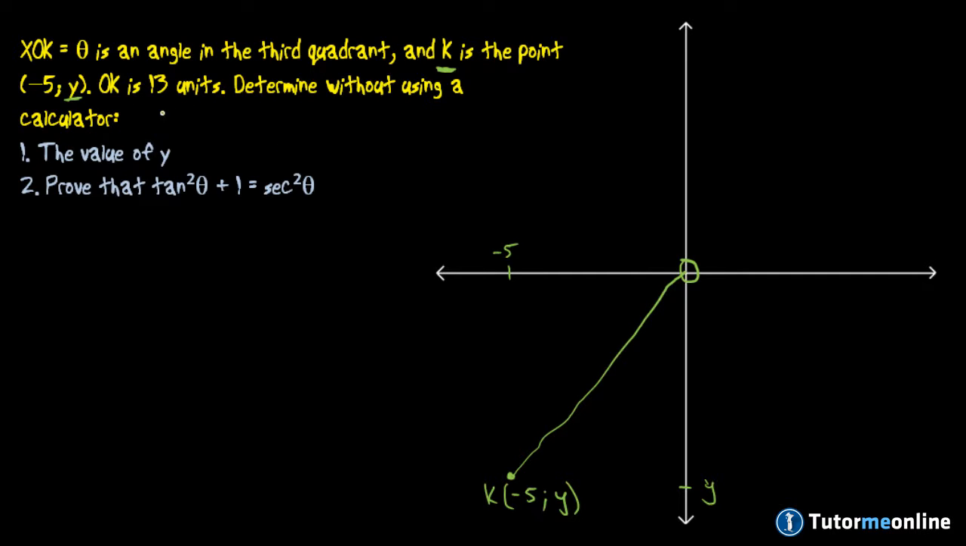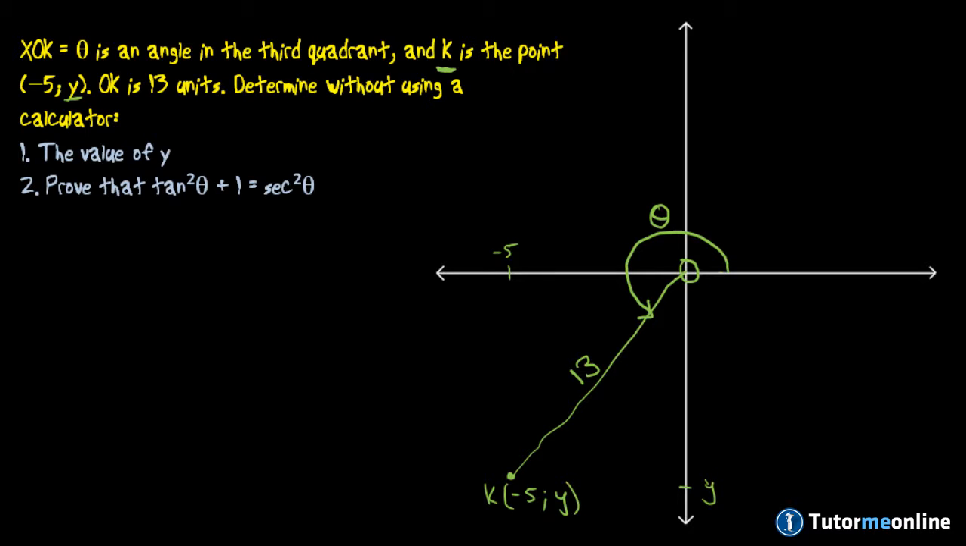And then we are told that the angle theta is XOK. So from our positive x-axis, round to our line OK is the angle theta. We are then told that the length of the line OK is 13 units.